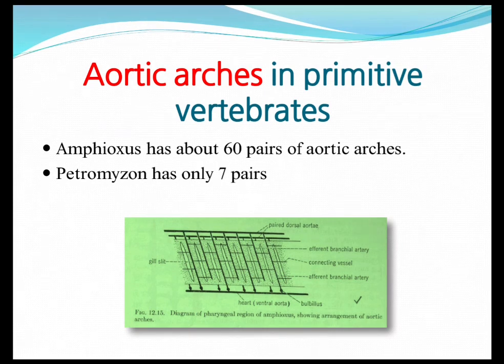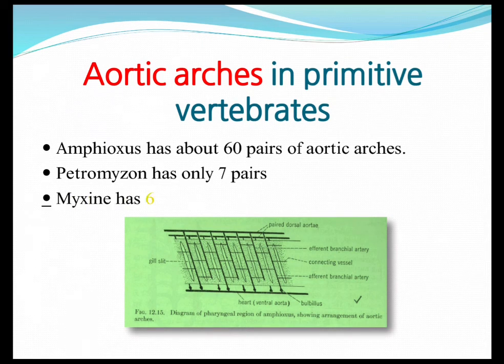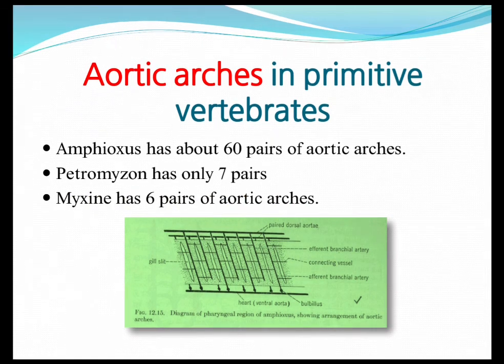Now students, the next animal that we are taking is the Petromyzon. Petromyzon has only 7 pairs of aortic arches. This animal has reached close to the primitive plan of 6 arches, but it still has one more arch, which can be the branchial arch. So Petromyzon has 7 pairs, and if I go further, the Myxine has 6 pairs of aortic arches in the adult Myxine. That means the embryo has a 6 arch plan, and it is retained in the adult form.